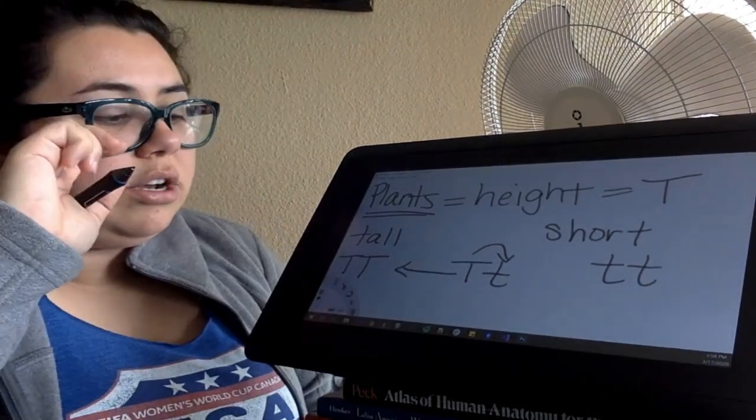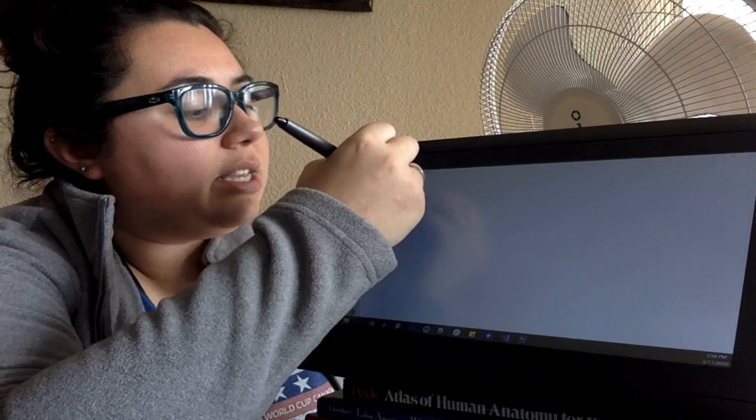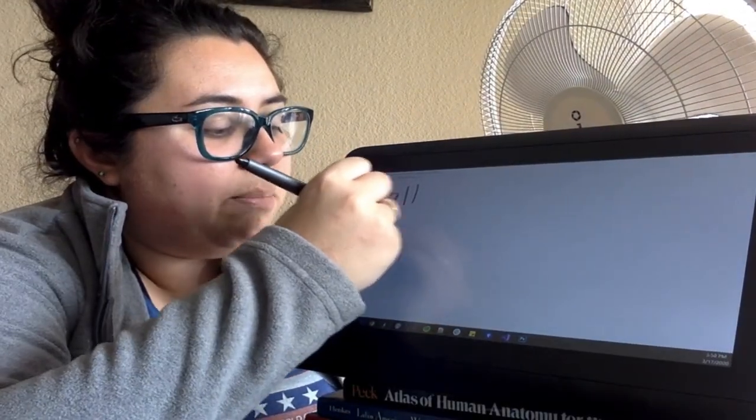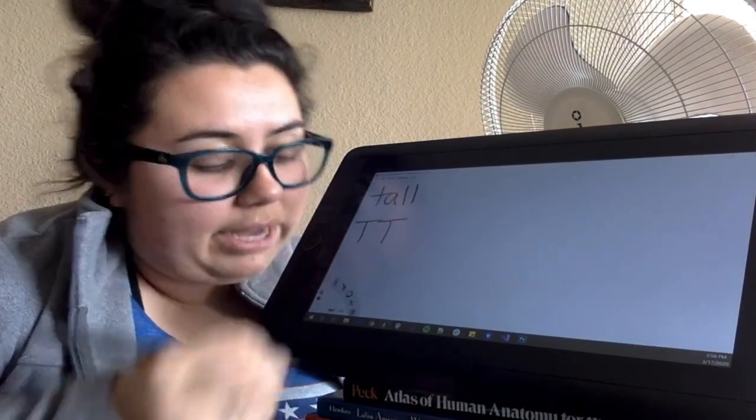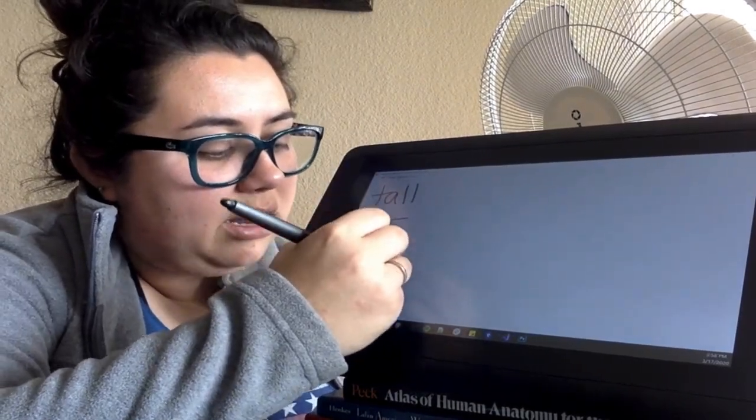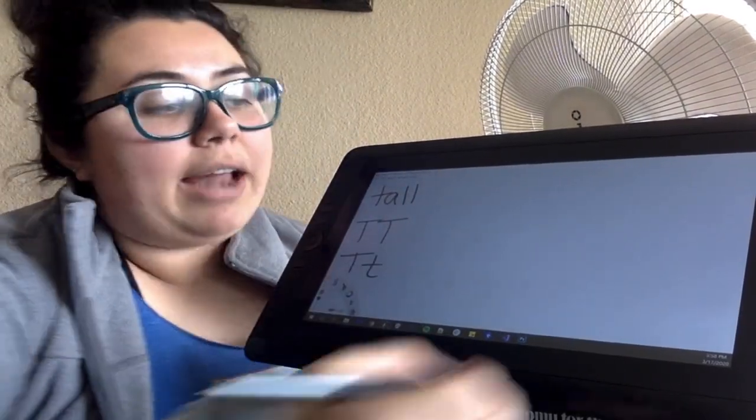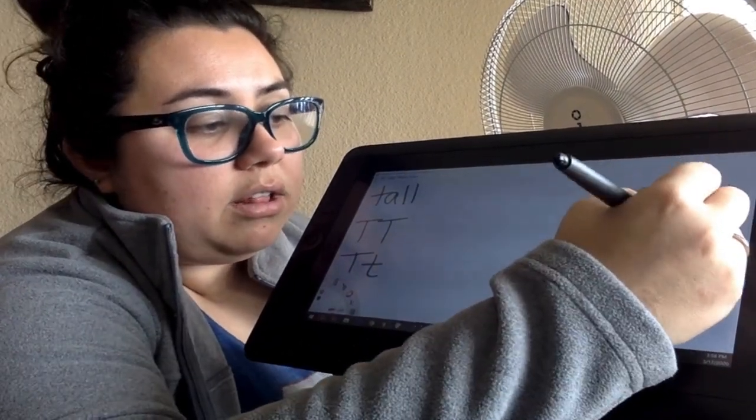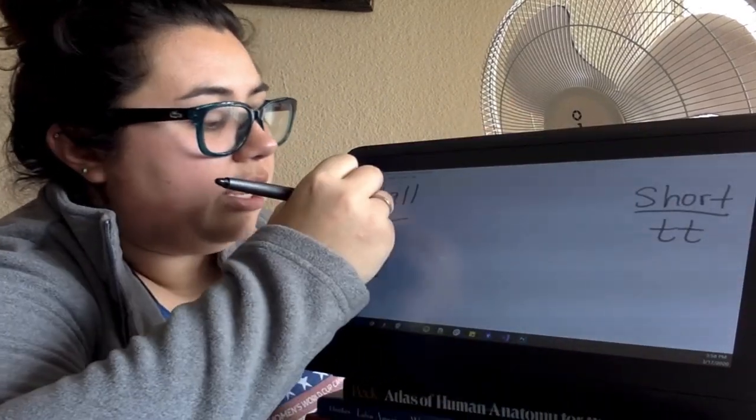So clear the board. That means a tall plant could either have the genotype big T, big T, or it could have the genotype big T, little t. And a short plant can only have little t, little t.